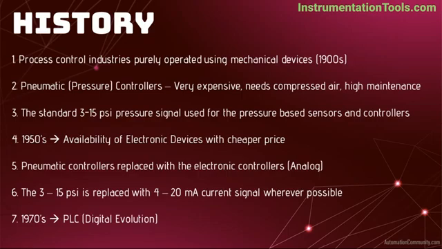Pneumatic devices are bulkier, need compressed air for operation, have higher maintenance costs, and take more time for troubleshooting and repair. In the 1950s, with the evolution of electronics, the analog transmitters started replacing the pneumatic transmitters. The analog transmitters generate an output signal in the range of 4 to 20 mA. The 4 to 20 mA signals solve many issues and provide simple installation and configuration of field instruments. During the 1970s, the evolution of digital systems started with the introduction of programmable logic controllers, PLC.